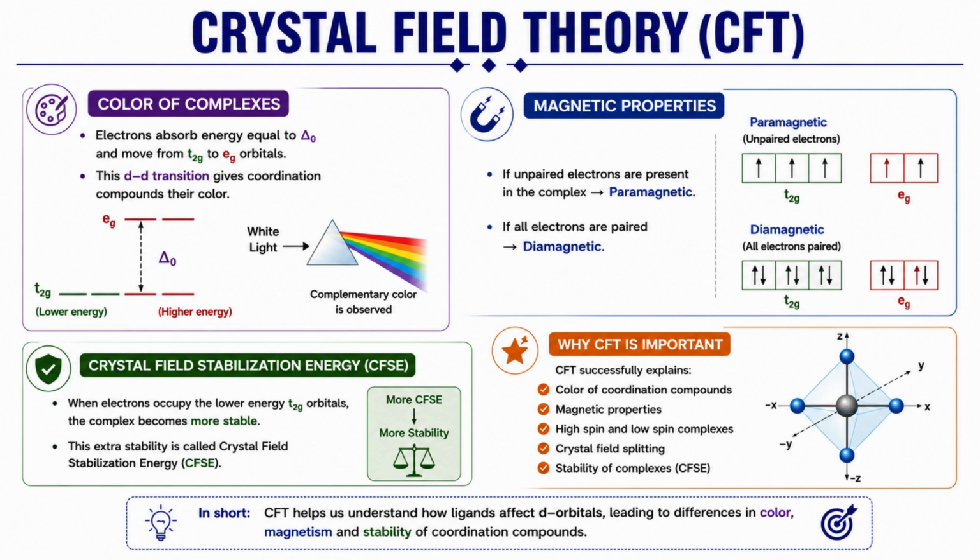One of the biggest successes of CFT is explaining color. When white light falls on a complex, electrons absorb energy equal to delta and jump from t2g to eg orbitals. The remaining light is transmitted or reflected, and we observe the complementary color. This electronic transition is called the d-d transition.